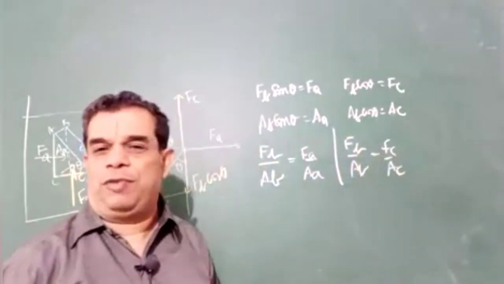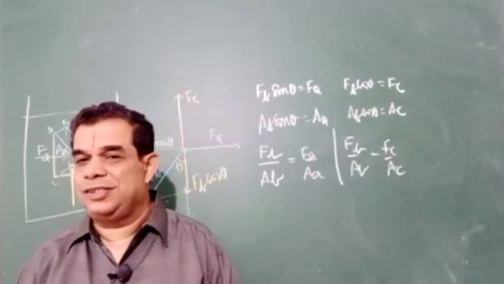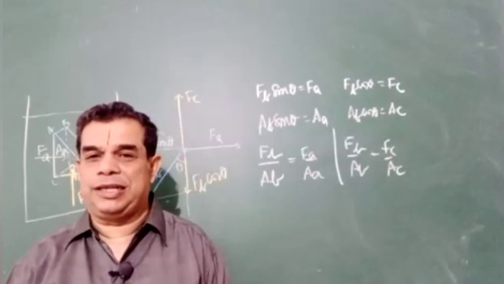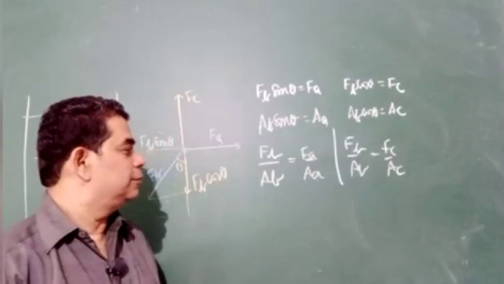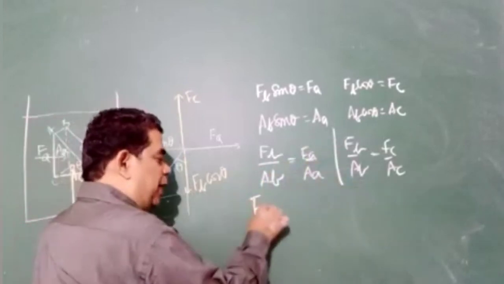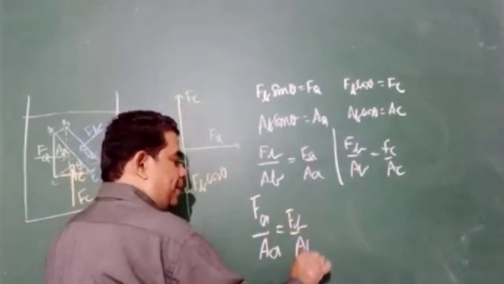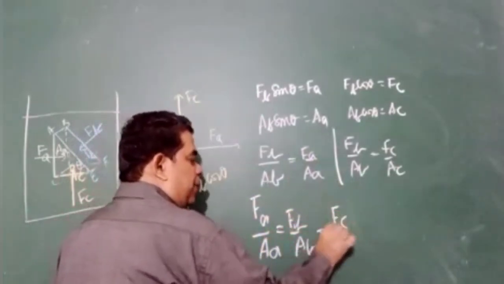At once we proved an astonishing result. What can you observe? What is the astonishing result there? Think about it. FB by AB, FB by AB, same. Therefore, I can simply write FA by AA, FB by AB, FC by AC.